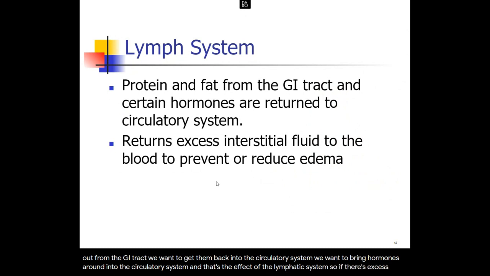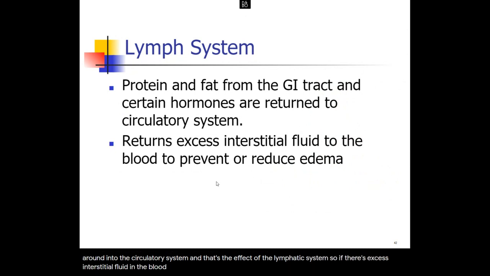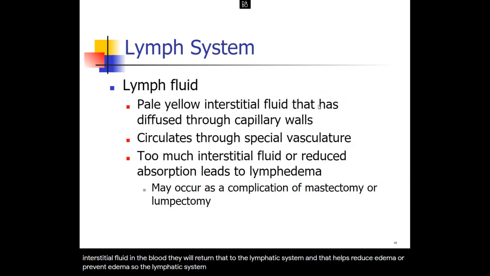So if there's excess interstitial fluid in the blood, they will return that to the lymphatic system, and that helps reduce edema or prevent edema. So the lymphatic system fluid that you see is pale yellow. That's diffused through capillary walls. It has its own special vasculature, so it's not going through the blood system, it's going through the lymphatic system.